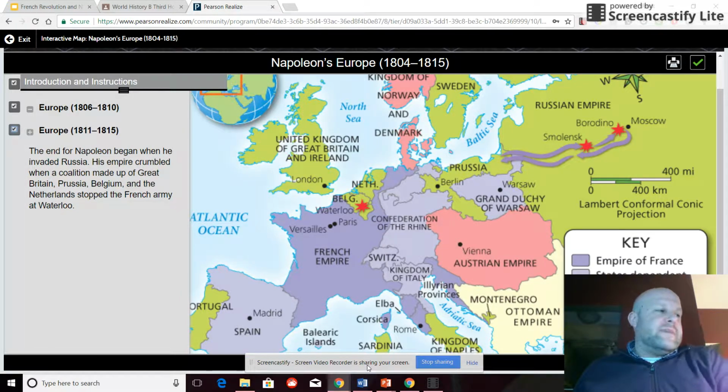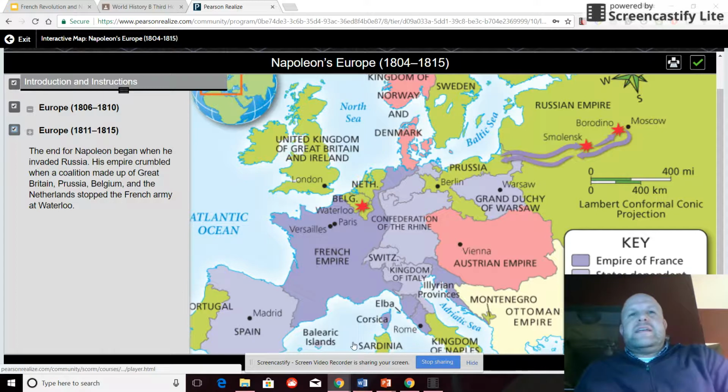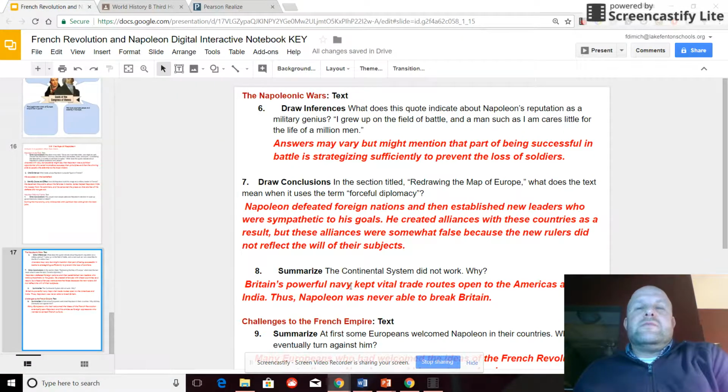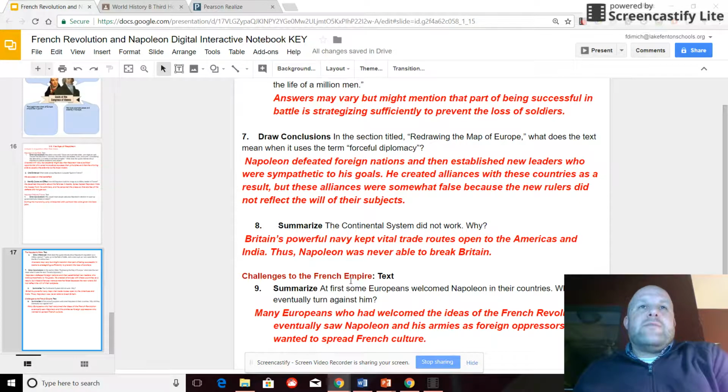He tries to come back from being exiled the first time, and then he loses with an army and is finally exiled for good to St. Helena, a lonely island in the South Atlantic. So going back to why things like the continental system, for example, ultimately did not work.